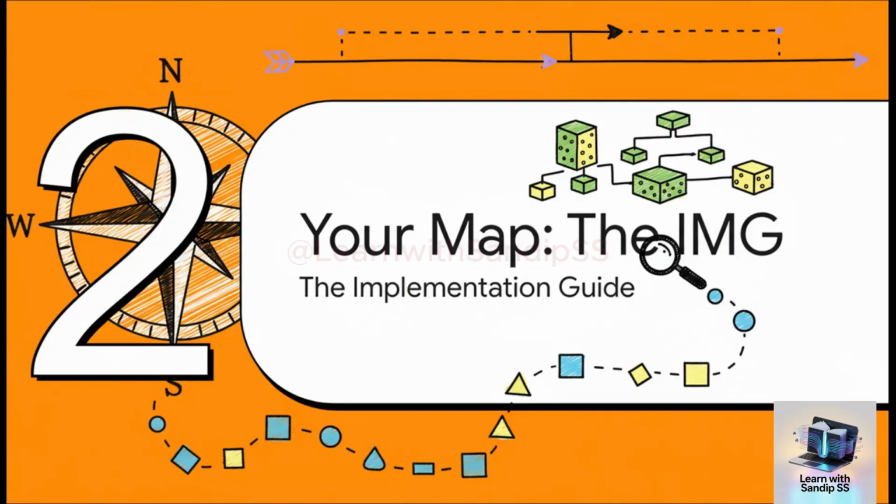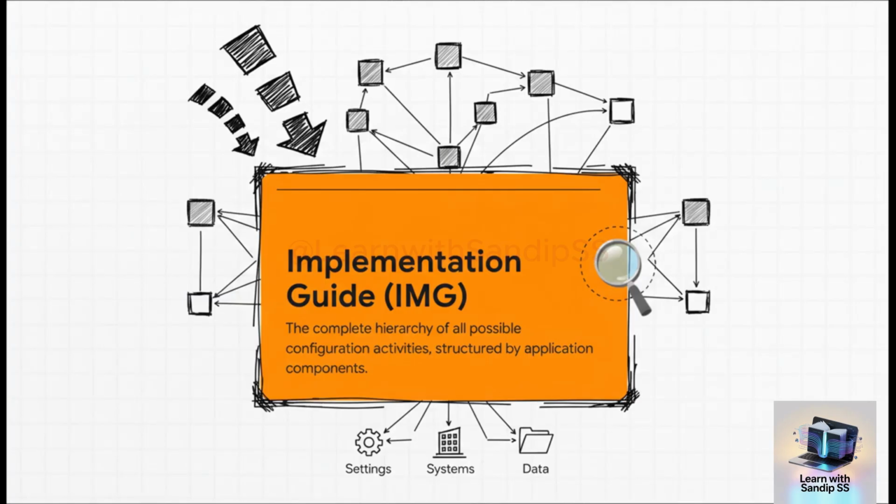So what is this all-important map? Well, in the world of SAP, it's called the Implementation Guide, or as you're going to hear it called constantly, the IMG. You can pretty much think of this as your master guide to the entire SAP landscape. So what is the IMG, really? At its core, it's the complete hierarchical blueprint for everything, and I mean everything you can possibly configure in the system. It's all structured logically, usually by application area, giving you a clear path through all the settings.